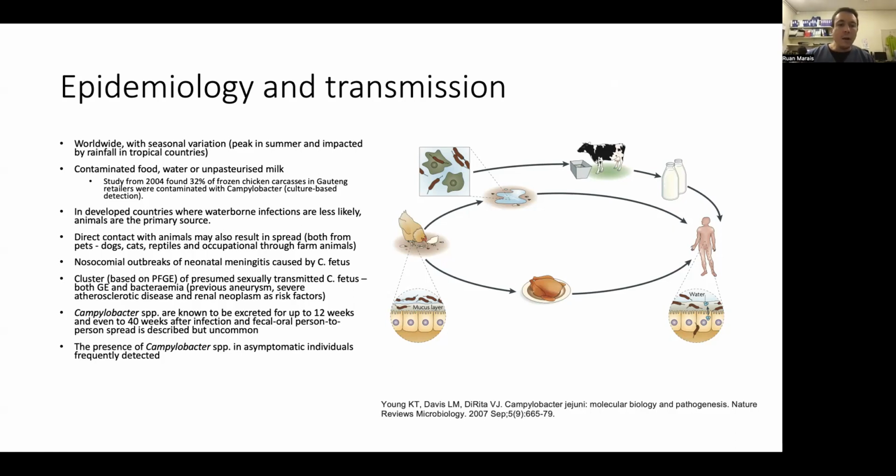Then there is also Campylobacter excretion for up to 12 to 40 weeks after infection, and fecal-oral person-to-person spread is described, but it's not the most common mechanism. An uncommon means of transmission may be asymptomatic individuals, though asymptomatic infection is frequently detected.